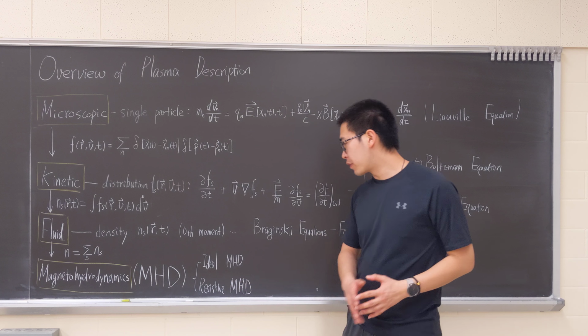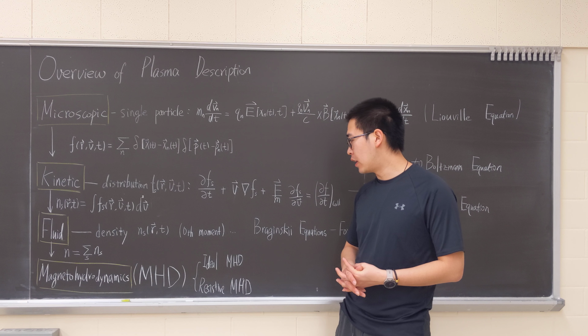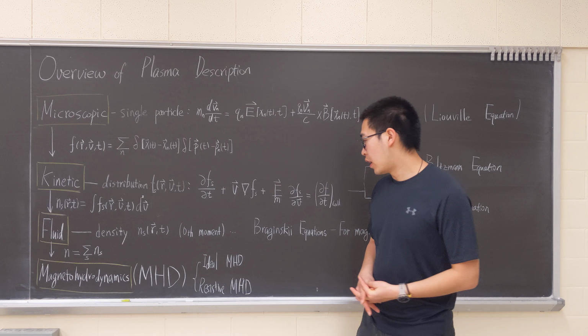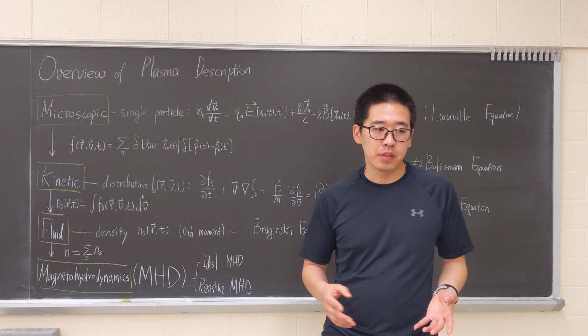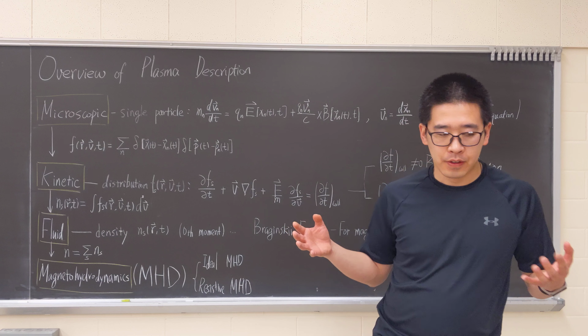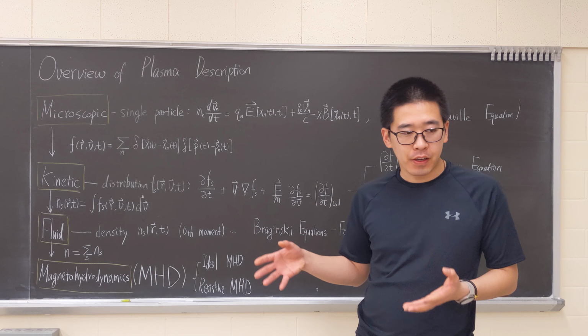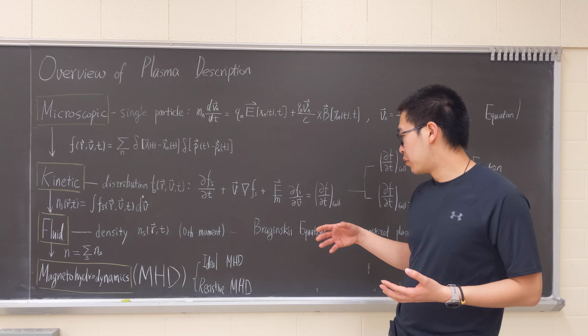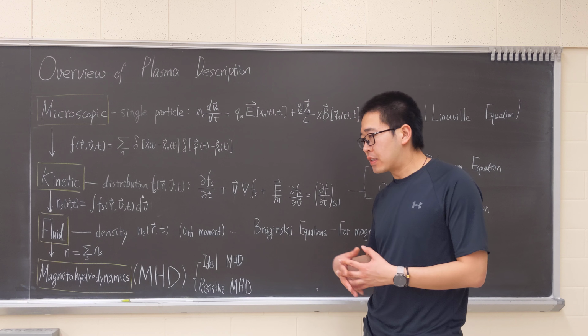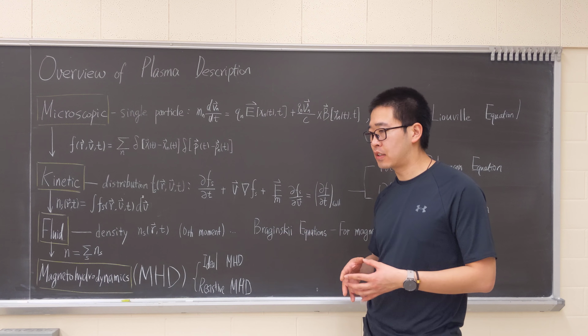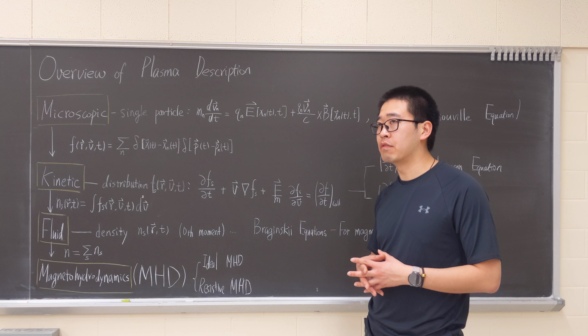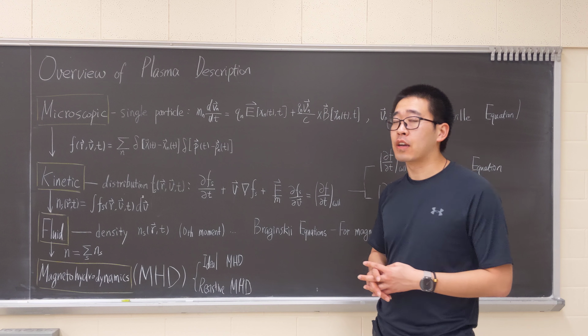It is divided into two different categories: ideal MHD and resistive MHD. Ideal MHD is perfectly conductive, and resistive MHD, as it sounds, has finite conductivity.